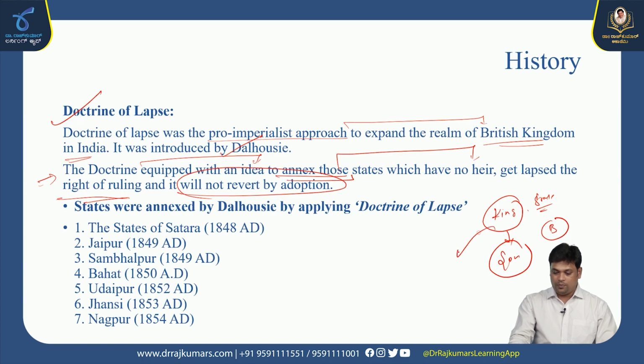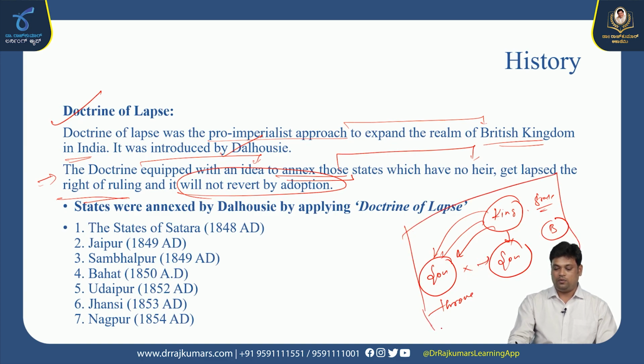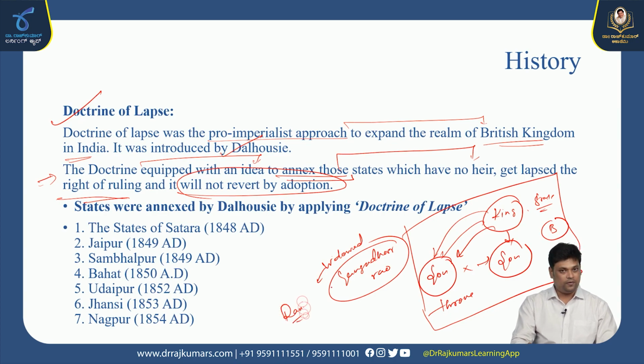If I adopt a son, that son is only eligible to enjoy my property, not the throne, because an adopted son is not entitled to sit on the throne. All these things come under which one? Doctrine of Lapse. The widowed queen of Gangadhar Rao, named Rani Lakshmibai, got agitated because of this doctrine of lapse only.